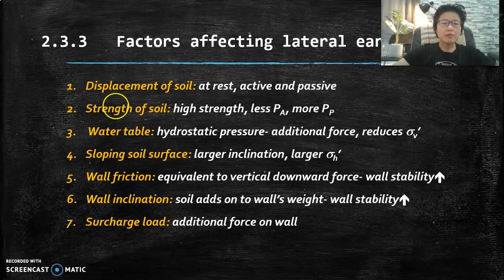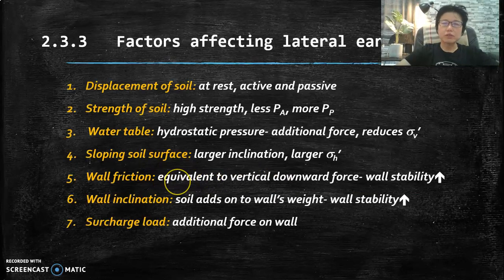Number 4, sloping soil surface. The larger the inclination of the soil that is behind the wall, the greater the force that's acting on it. Right? When you resolve this inclined force into the horizontal and vertical components in the vector case, you could see that it will increase your horizontal pressure on the wall.